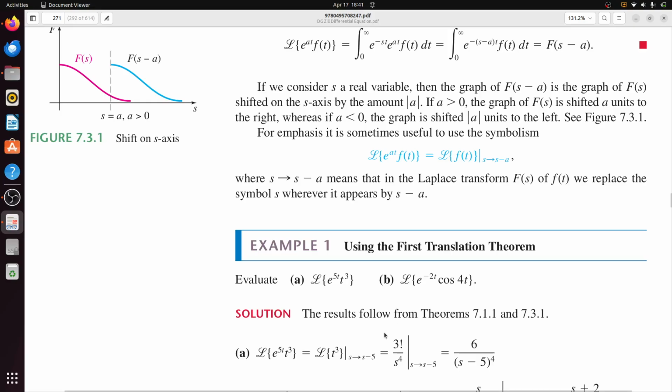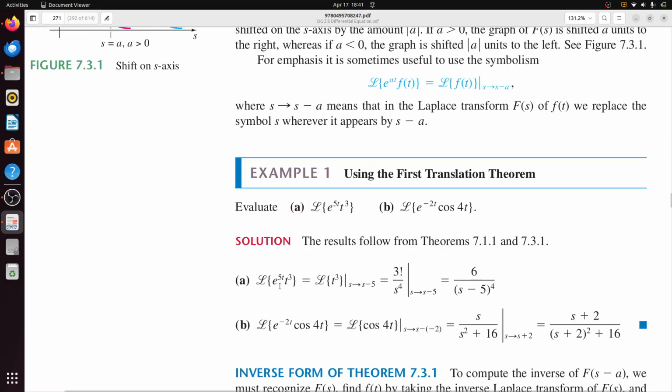Now, how do we determine the Laplace transformation of e to the power 5t times t cube? The result directly follows from the above stated theorem. You know that the Laplace transformation of t cube is factorial 3 by s to the power 4. So instead of s you put s minus 5, and you will get 6 by (s minus 5) whole to the power 4. So this is the desired result.